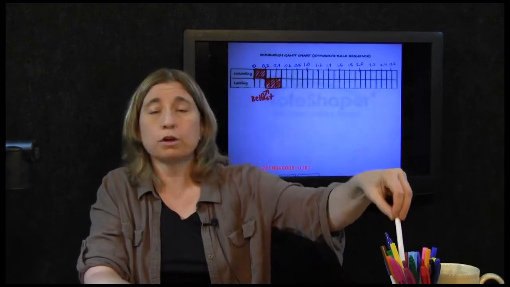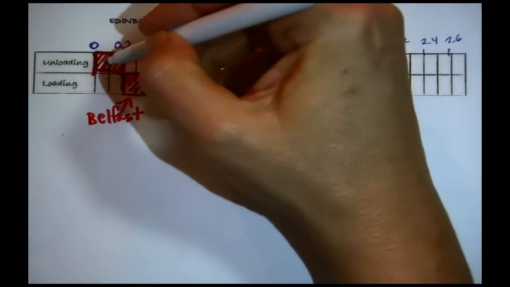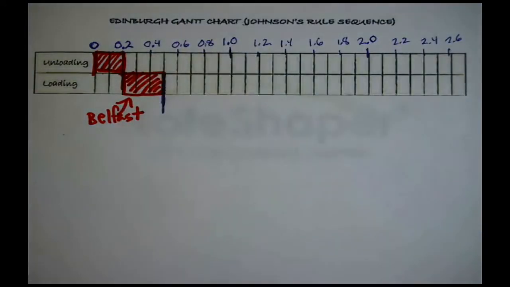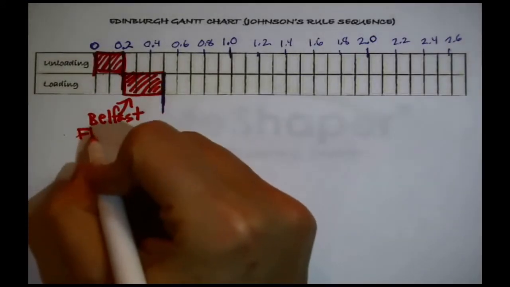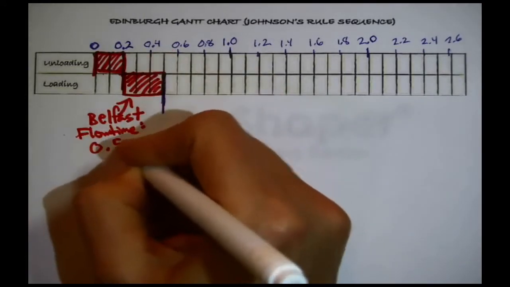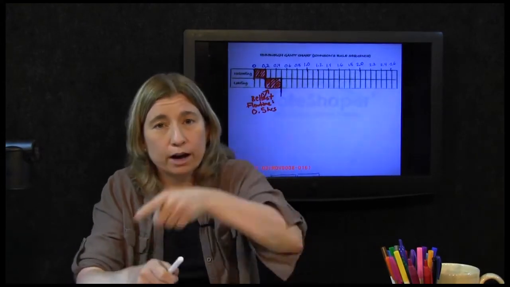And at this point, I can answer the question, what is the flow time for the Belfast flight? Or, when will the Belfast flight be finished and ready to leave again? Those are equivalent statements. Because here it's being unloaded, here it's being loaded, I would just look at where it ends. Well, it ends between 0.4 and 0.6. It ends at 0.5 hours. That's our answer. Flow time, right here, 0.5 hours. Or the Belfast flight will be ready to leave again a half hour after we start.